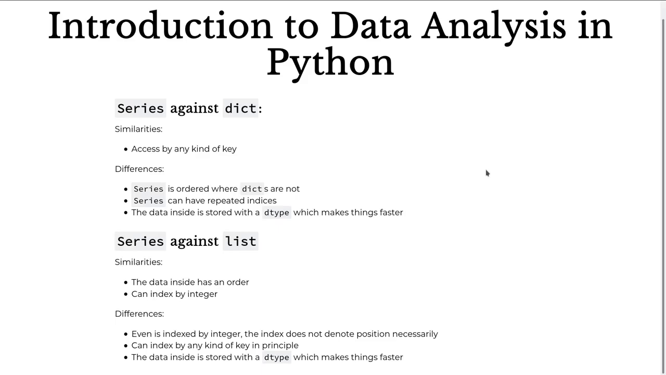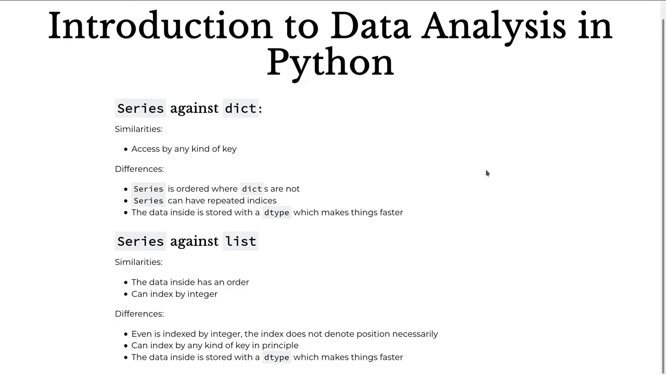So they're like dictionaries because you can just access by any kind of key. But importantly, series are ordered where dictionaries aren't. We'll see later on that series can have repeated indices. So while you can't have a dictionary with the same key repeated, you can have that in a series. It's generally not a good idea, but sometimes it does make sense, so be aware of that. And series are sped up and made fast by using NumPy behind the scenes.